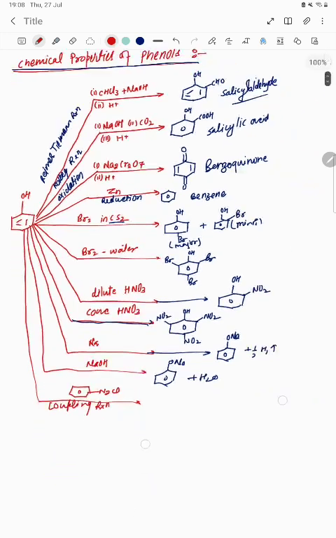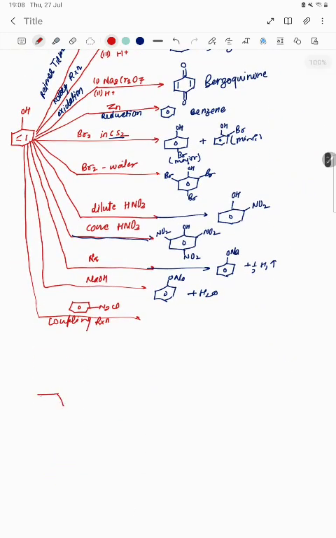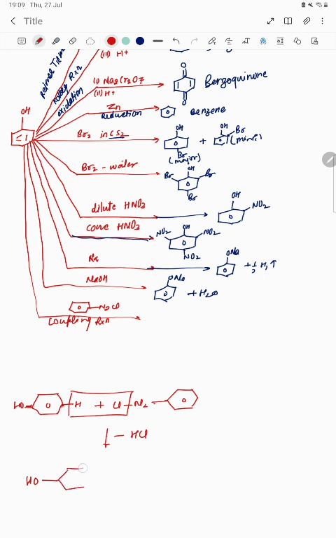Let us see the coupling reaction in a little more detail. Here we have phenol, with the OH group as it is, and here is the hydrogen. Here is the Cl and the N2, the diazonium chloride. What will happen? This bond is lost as minus HCl. Let us see the product. This is the OH group, here is the N double bond N. It is called para-hydroxyazobenzene.